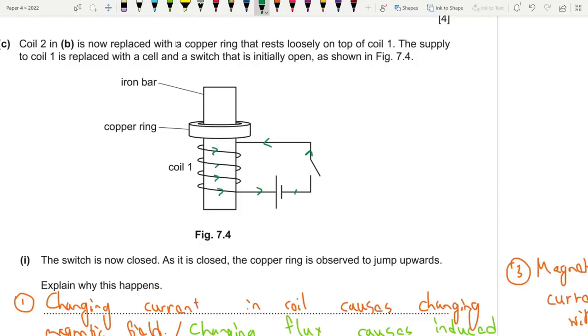If you use the right hand grip rule, this would be the north pole and this would be south pole, but it would be induced in such a way as to oppose the change. So this would be north and this would be south, right? There would still be a repulsive force, it would still jump upwards. So basically no change. This was just a trick question.